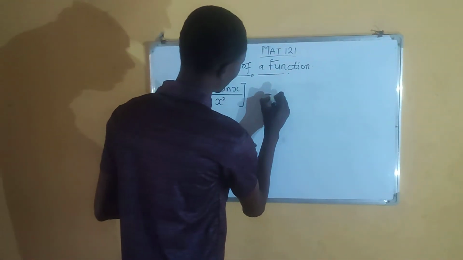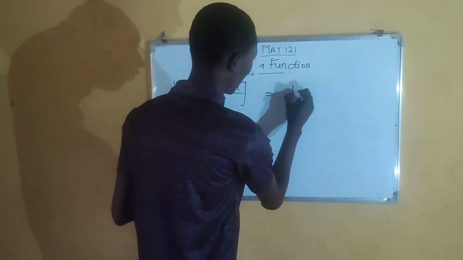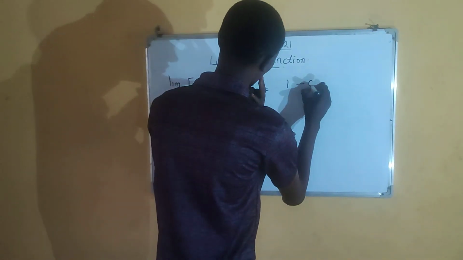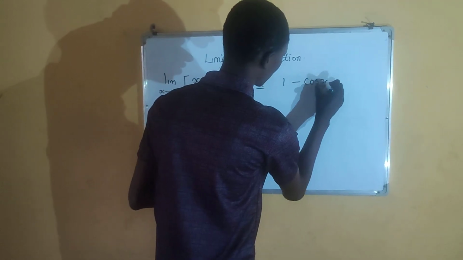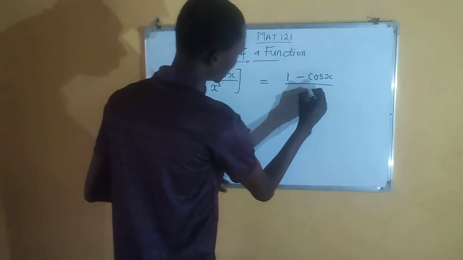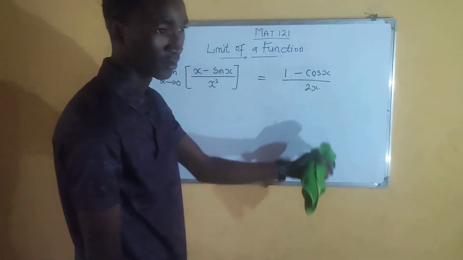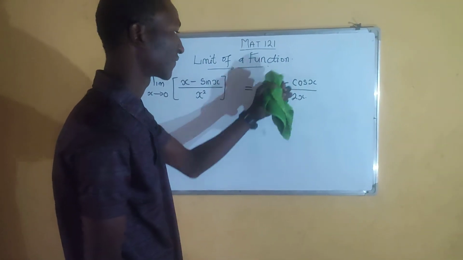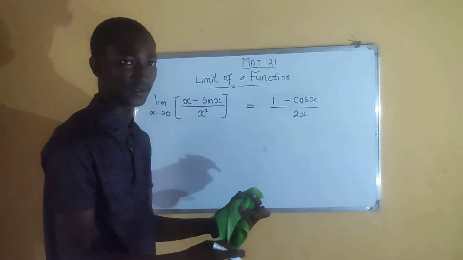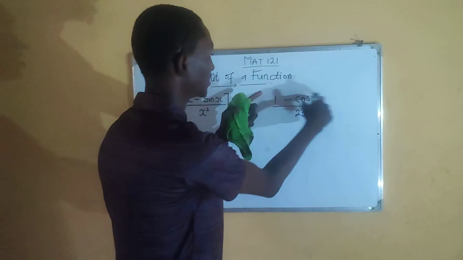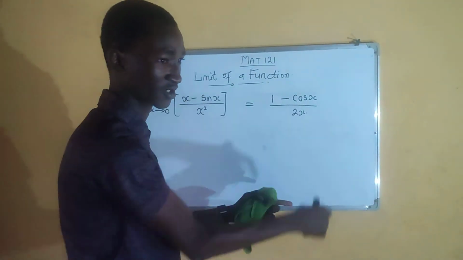So applying that, when you differentiate x, you have 1 minus, when you differentiate sine x, you have cos x. So 1 minus cos x, then divided by, when you differentiate x squared, you have 2x. So you notice that when you limit this to 0, if you put 0 here, you still have 2 times 0 is 0 at the denominator again. So you have to apply L'Hopital's rule again, which says you should differentiate this whole function again.